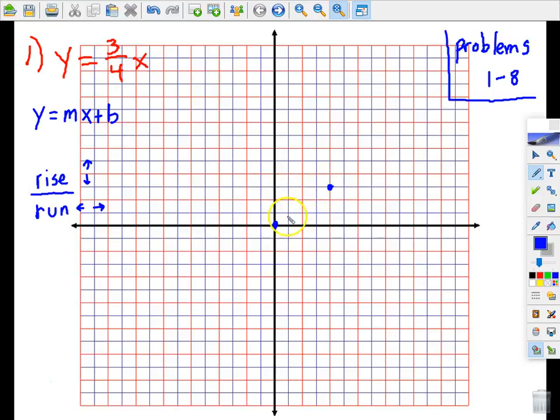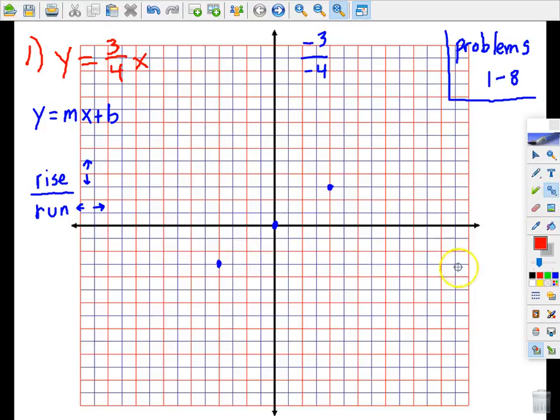But think about this. To get a positive fraction, isn't it also true to have a negative divided by a negative? Sure it is. And so I could have done the same thing by using 2 negatives. I could have gone down 3, and then I could have gone left 4. Those are both negative directions, but a negative divided by negative is a positive.